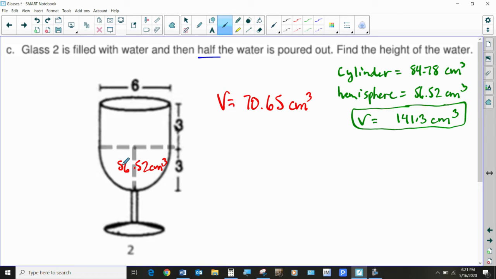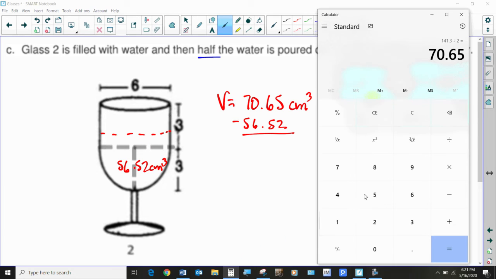So if I were to take 56.52 and subtract that from 70.65, that would tell me the height of the water that is in this section of the cup. Because remember, 70.65 was poured off, so this is all empty space here, but this is water in here. So how much of that is water?